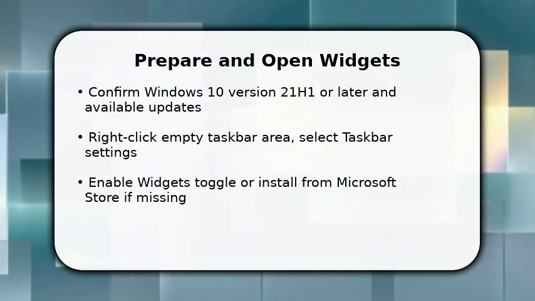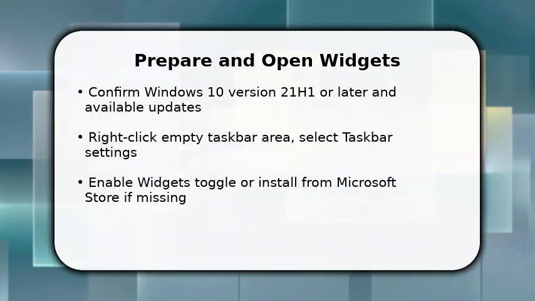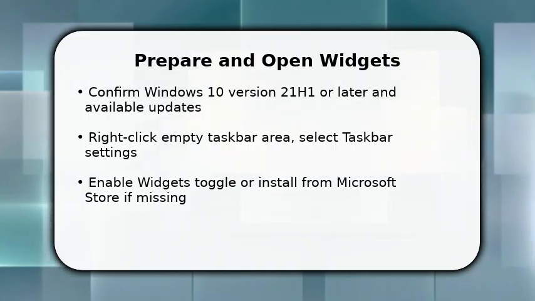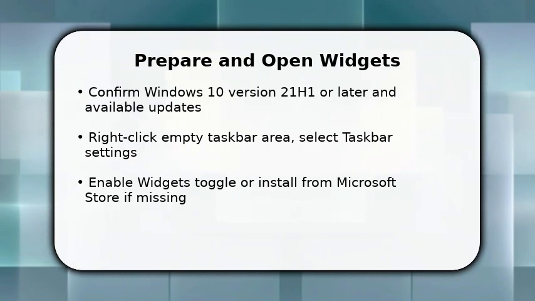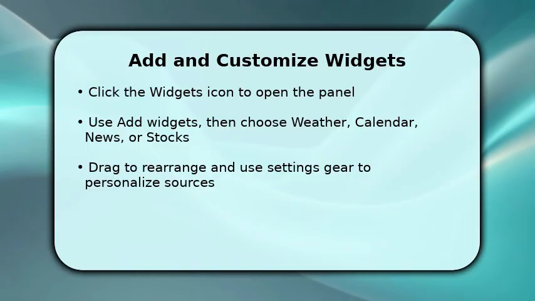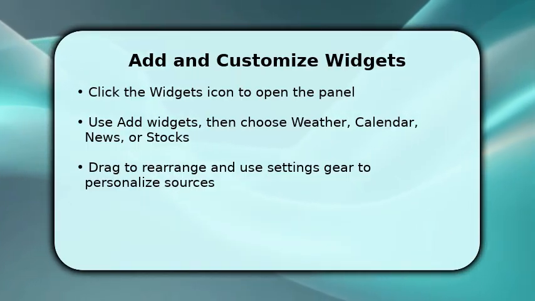If you don't see a toggle, open the Microsoft Store and install the Widgets app. This installs necessary components. Make sure to reboot if Windows prompts you to complete the install. You'll click the Widgets icon to reveal the panel and see default tiles. This is where you add content.